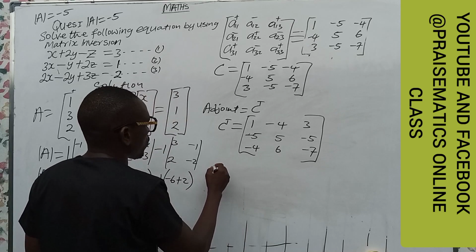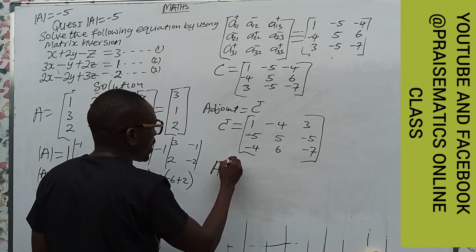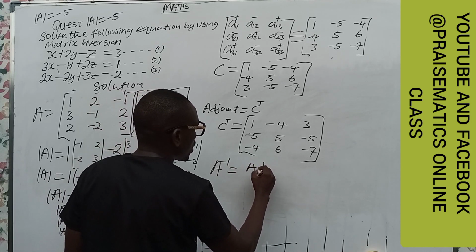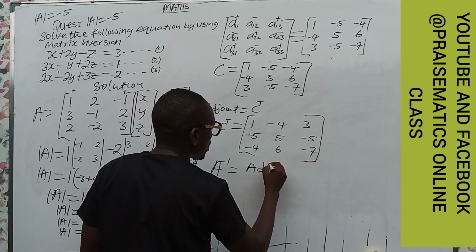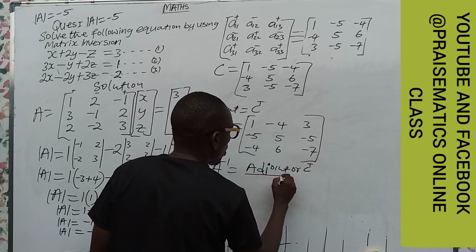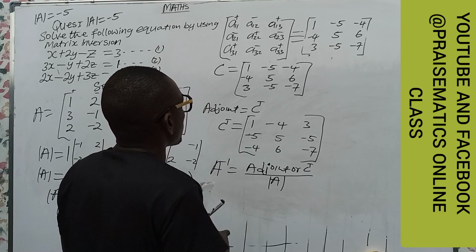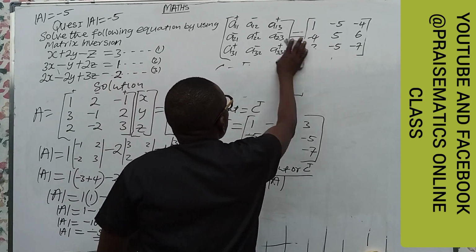And what is the formula for inverse? Because we want to get inverse. Inverse is equal to adjoint of A, or C transpose, all over A determinant. And that is what we are going to get.